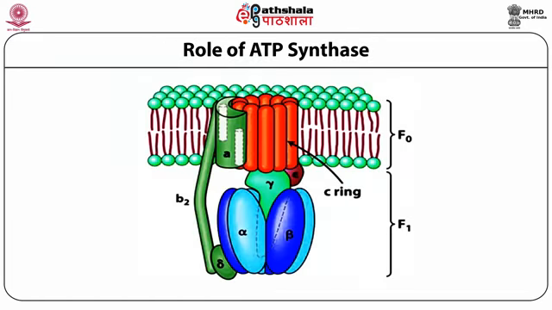There are three active sites for the functioning of ATP synthase, one in each beta subunit. The sigma unit forms a rotor.